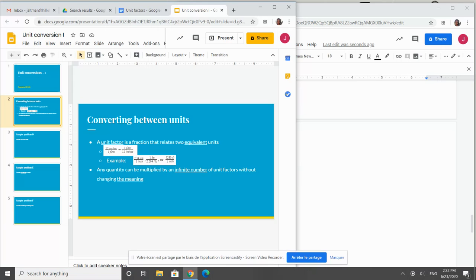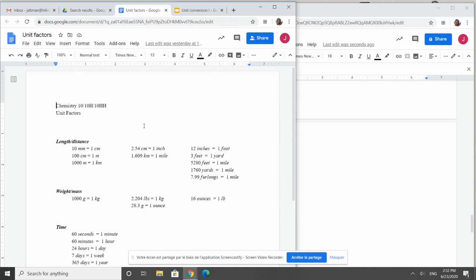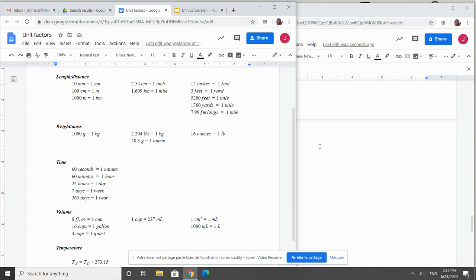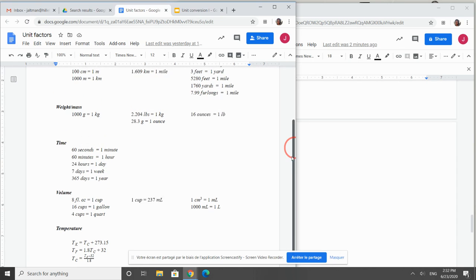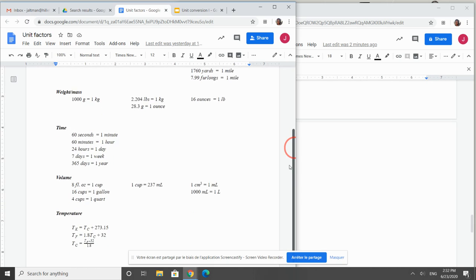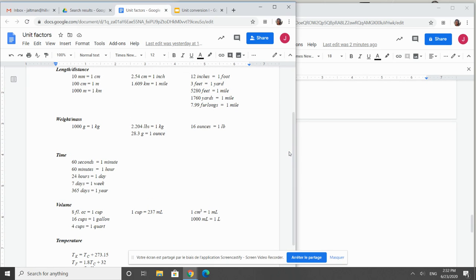Before we get to the examples, I'm just going to show you real quick. I'm sure you've already seen this. This is the sheet of unit factors that I give all chemistry students for all applicable tests, quizzes, midterms, and finals. So definitely for the first test or quiz, depending on the format or the timing of the year. And you'll definitely have this for any midterms or final exams.